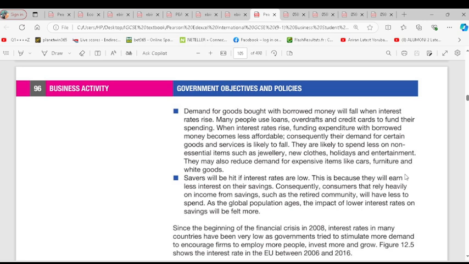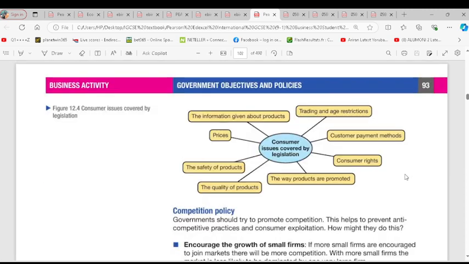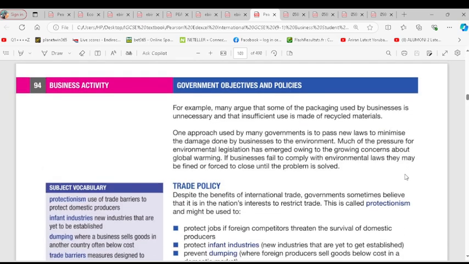Savers will be hit if interest rates are low. If the interest rate is low, people will not want to save. They will rather borrow. Do you get it? They want to consume. They will buy more. Yes. Is it clear, please? Understandable. Okay, we'll move on.